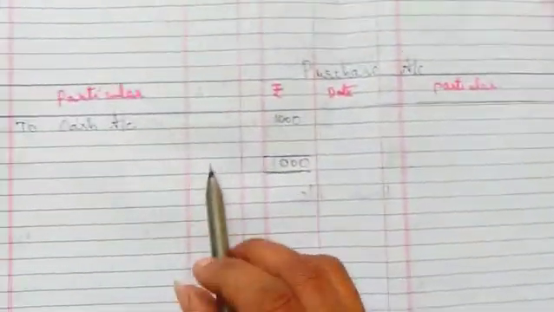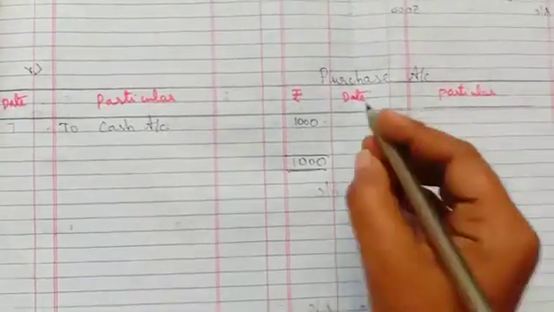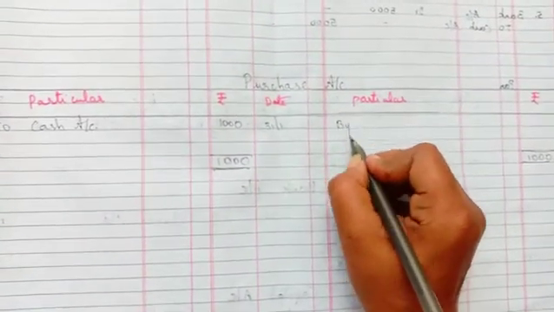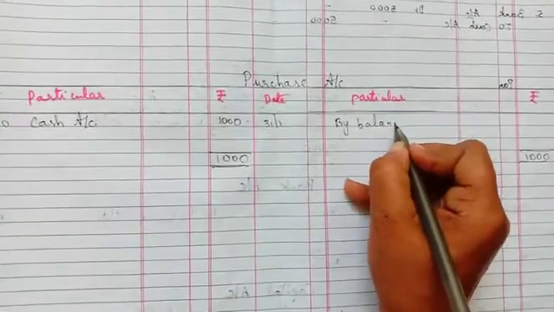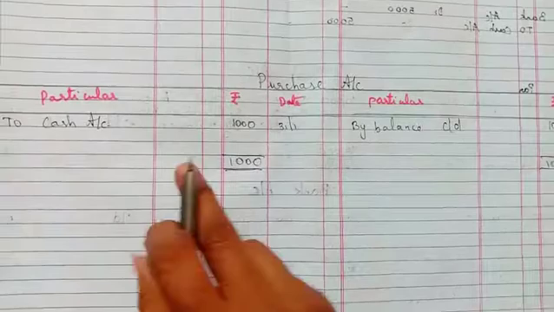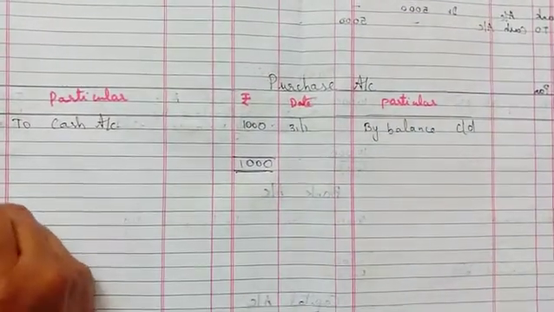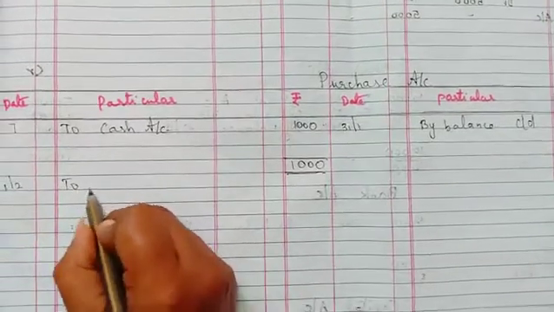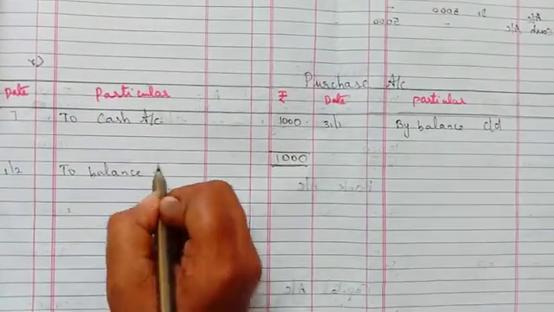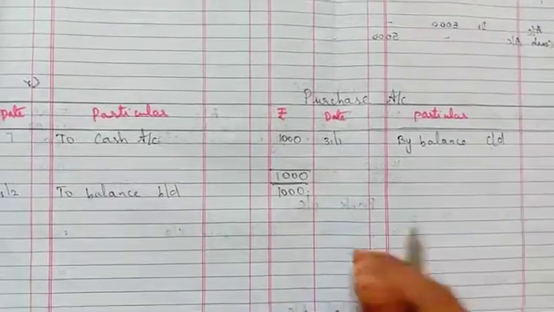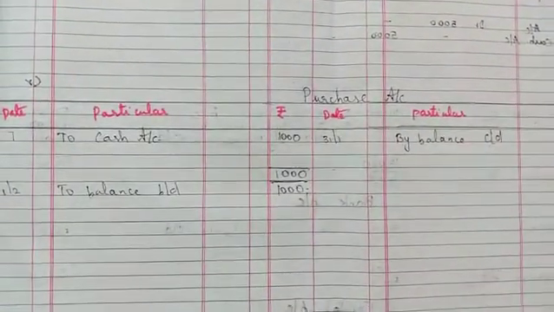So what you have to write, the balance, here it is there, no? So we'll write 31st of January, you'll write by balance carried down, we'll write 1,000 rupees. Same thing you have to bring to the opposite side. You'll write 1st of February, you'll write to balance brought down, 1,000 rupees. So these are all about the first sum.